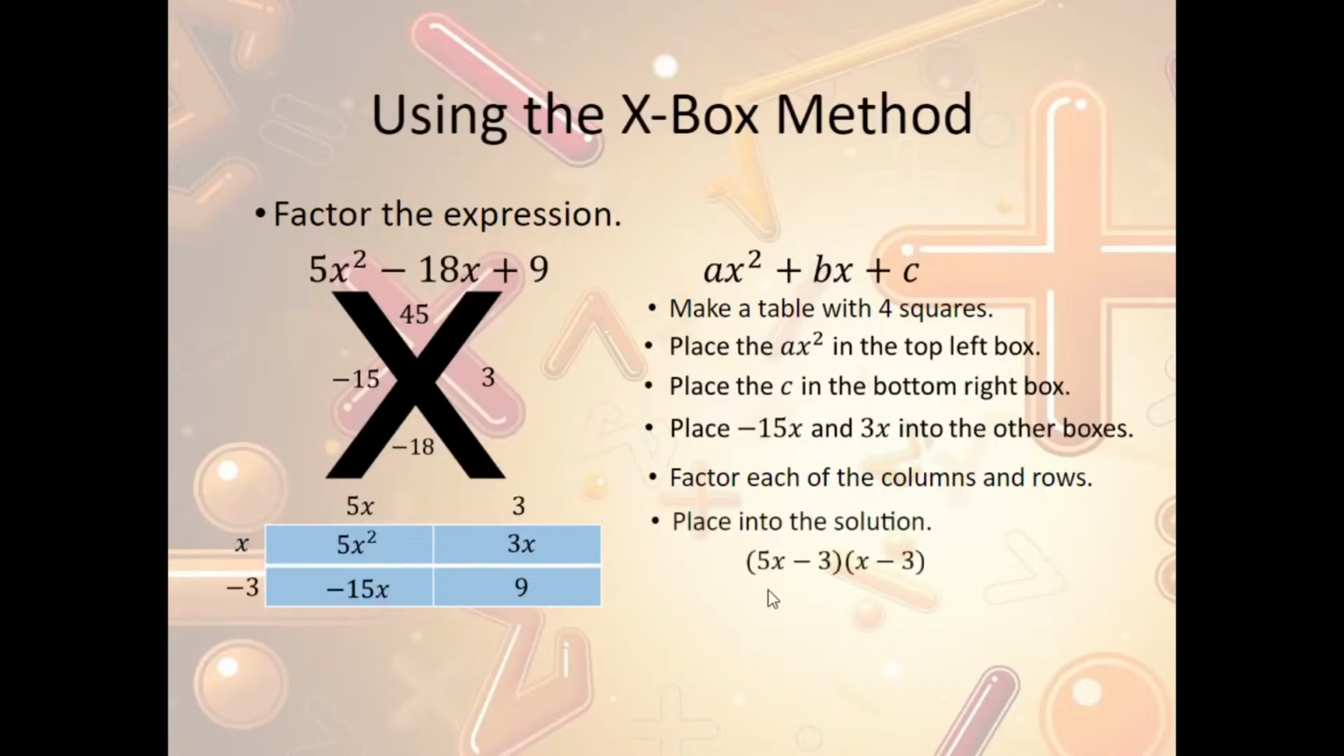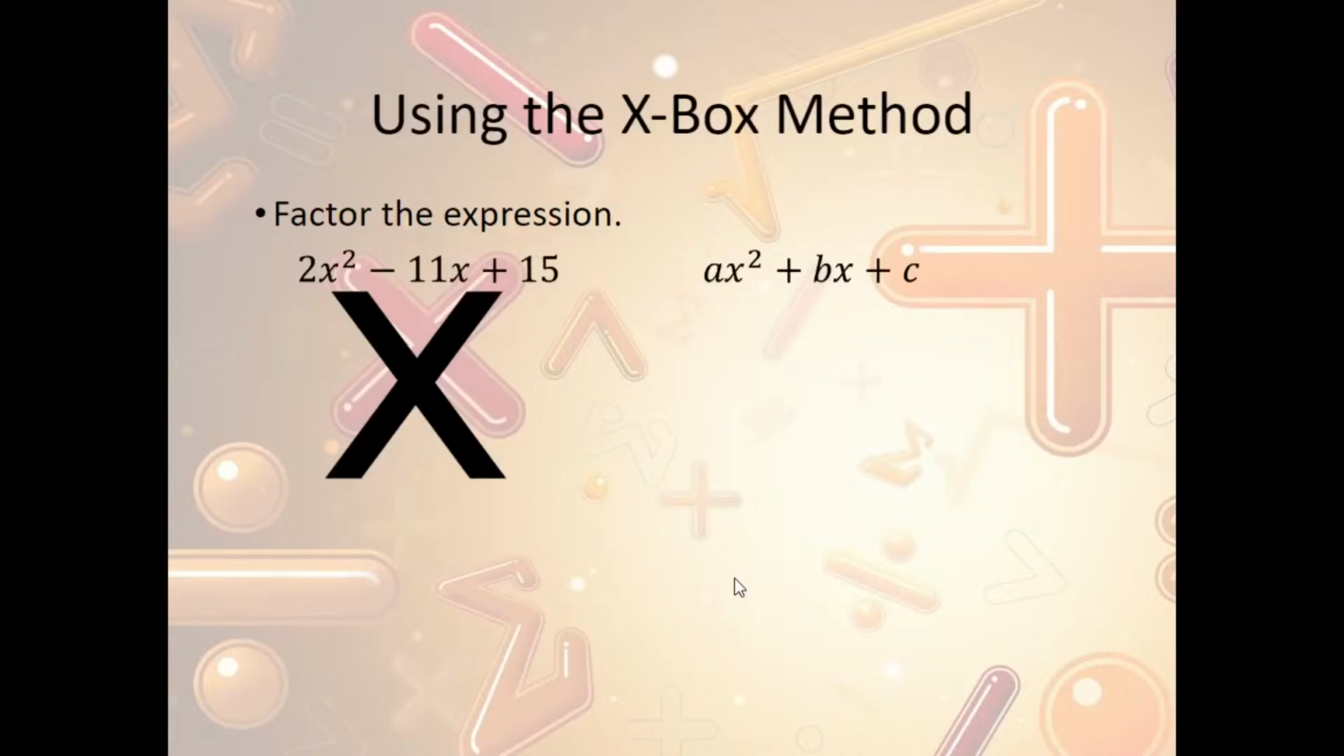And now we just place it into our solution. And now we're just going to check the signs to make sure they're correct. We know that the signs need to match so that it's 9, which they do here. And we need to make sure that we add up to be -18. So this is 5 times -3 is -15, minus 3 is -18. So we did it correctly.